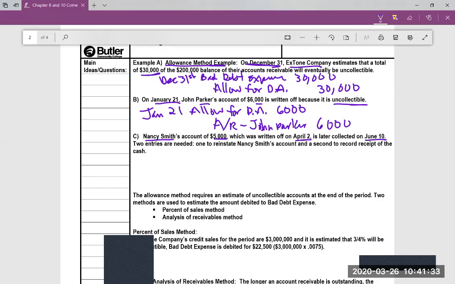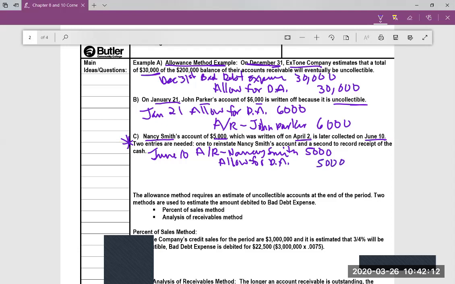Well, time passes, June 10th, they collect the money. So again, two entries are needed, one to reinstate Nancy Smith's AR and a second to record the receipt of cash. Okay, so June 10th, we would reinstate. It would look just like what we did here with John Parker. So imagine that that was Nancy Smith. We're going to reverse that entry to reinstate. So we have AR Nancy Smith, and her amount was $5,000. And then we're going to hit allowance for doubtful accounts to reverse that out.